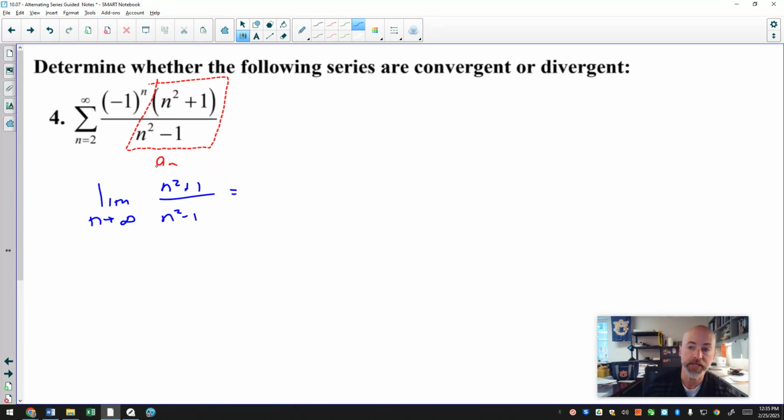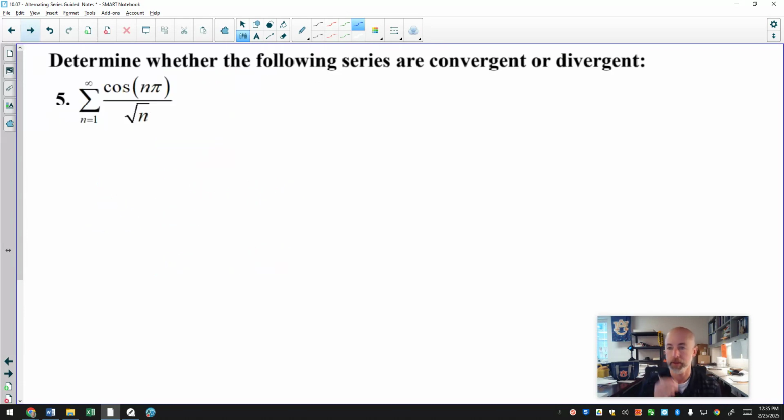the degrees on top and bottom are equal. If you divide their leading coefficients, you get 1. These terms are not even approaching 0. If the individual terms do not approach 0, that means this series will automatically diverge. That is your nth term test. Therefore, this diverges. And so that's quick. That's nice. If terms do not approach 0, we don't have to worry about any of the other tests.